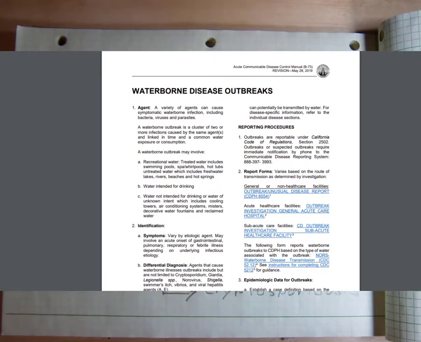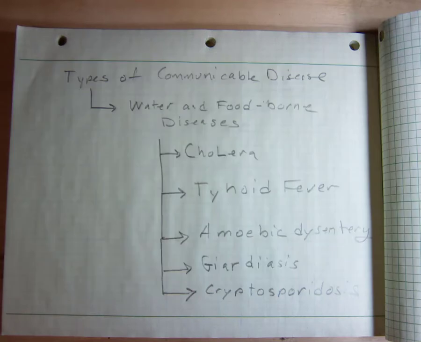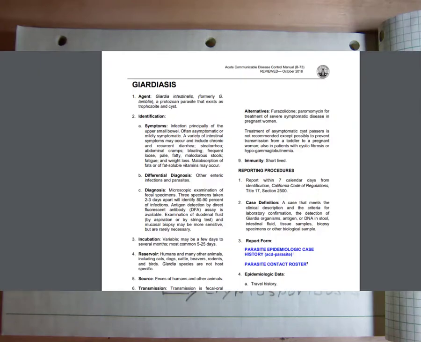Giardiasis and cryptosporidiosis are two waterborne diseases that can cause gastrointestinal disease and serious public health problems. They are both caused by single-celled microscopic animals called protozoa that can contaminate drinking water supplies.